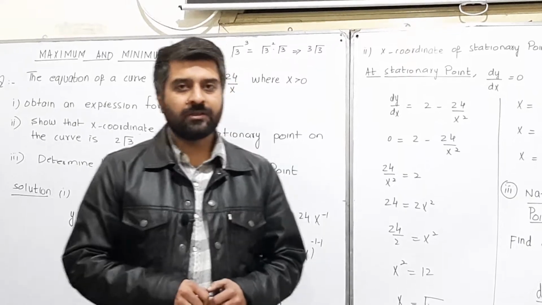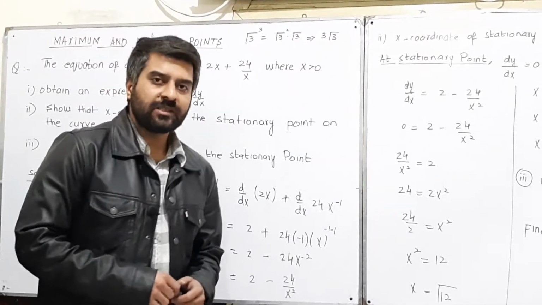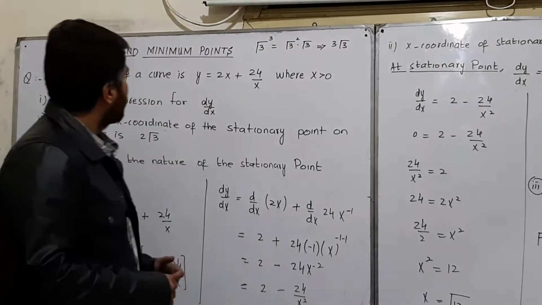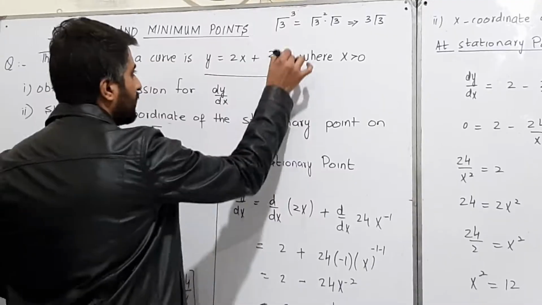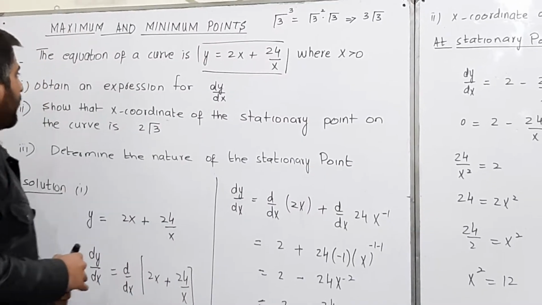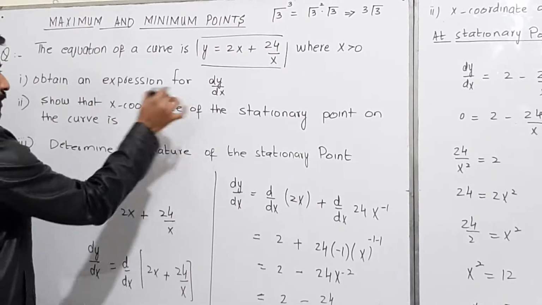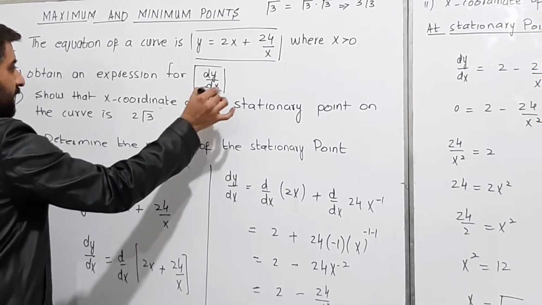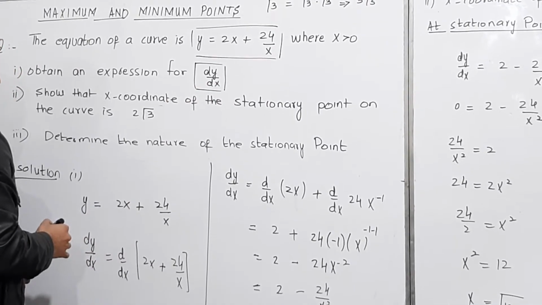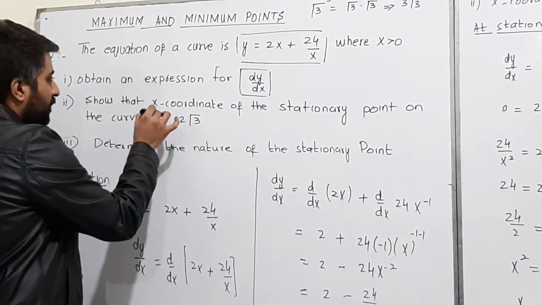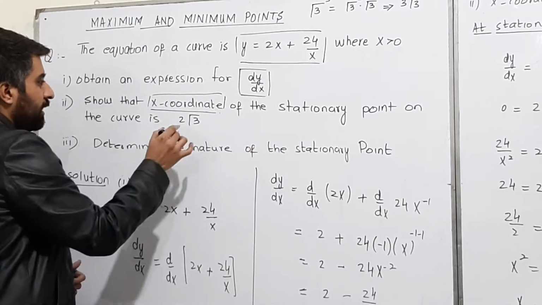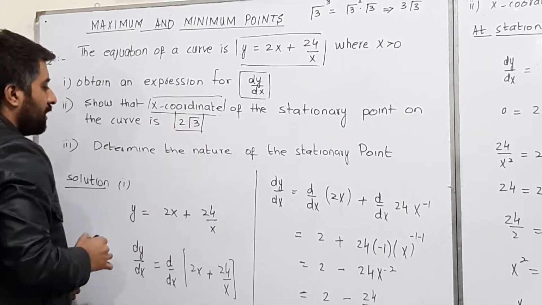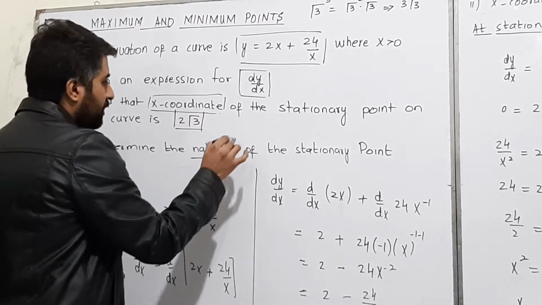Maximum and minimum points. Today we are going to solve a problem related to maximum and minimum points. So we have a question, the equation of a curve. We have been given the equation of a curve and you have to find an expression for dy over dx, that is the gradient of the curve, and you have to show that the x coordinate of the stationary point is 2 under root 3, and then we have to determine the nature of the stationary point.